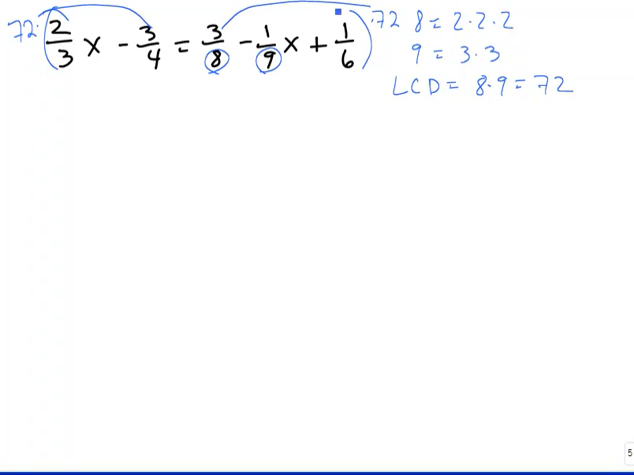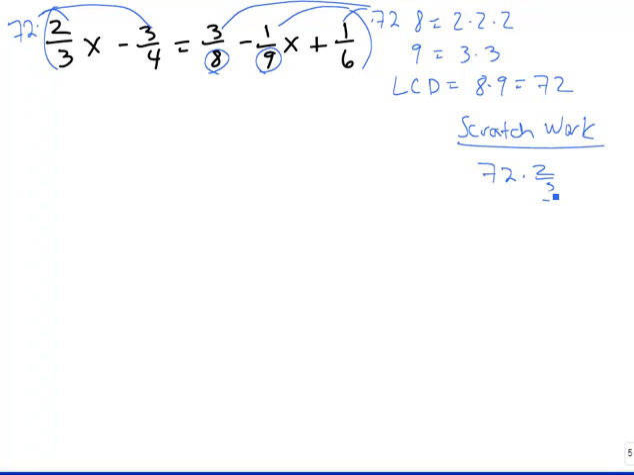So I have to take 72 times every single fraction. Now you can certainly do this on a calculator. I'm going to show you how you can simplify this without a calculator. So on this first problem here, I need to take 72, and I'm going to do a little scratch work over here on the side. I want to take 72 times 2/3.